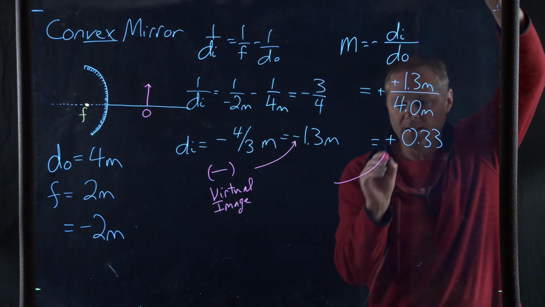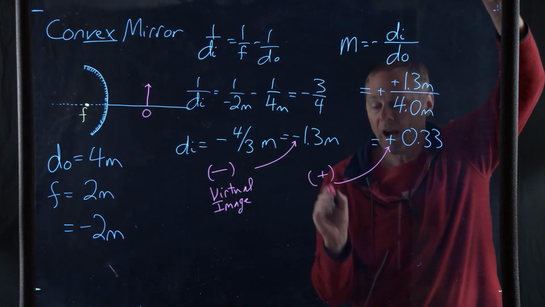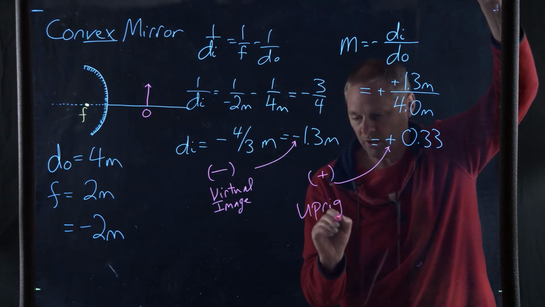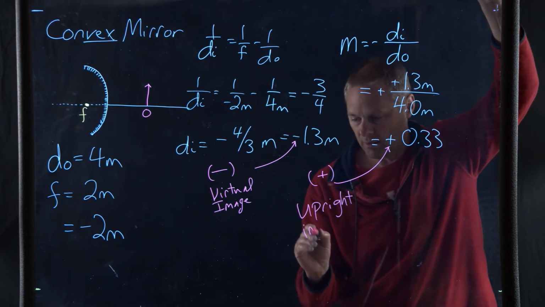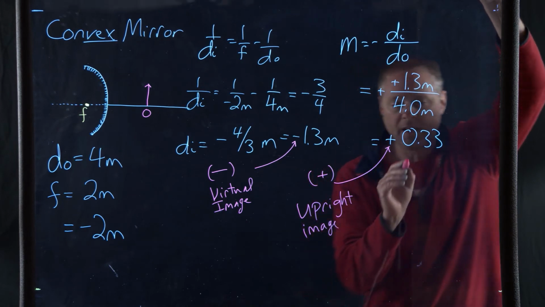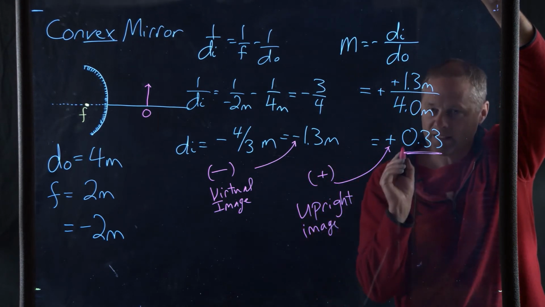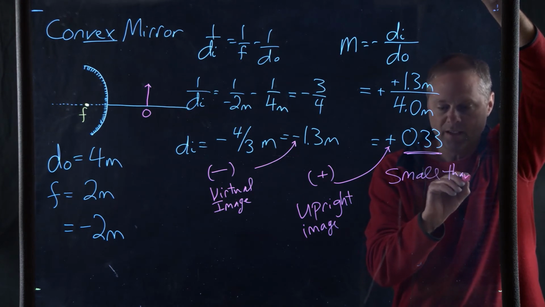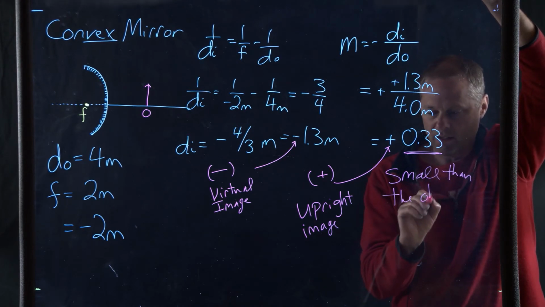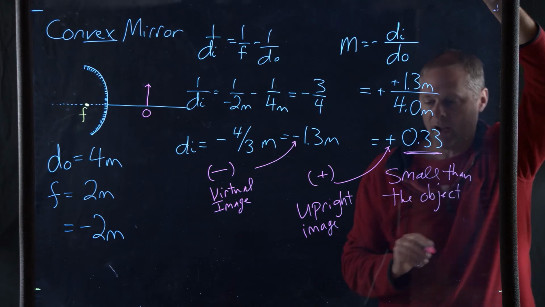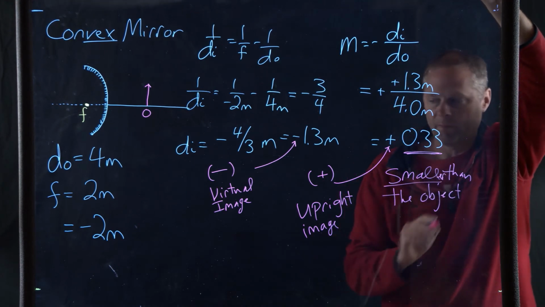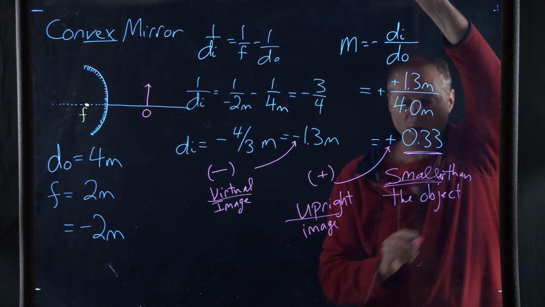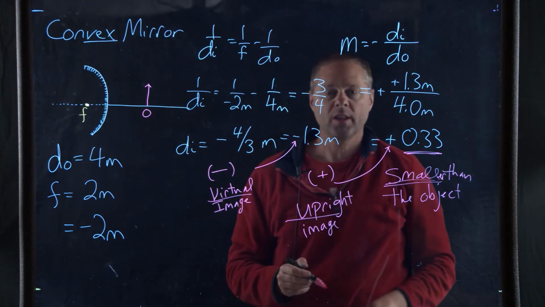Now, because this is positive, this is going to be an upright image. Because this is less than 1, this is now going to be smaller than the object. So we're going to have a virtual, upright, smaller image compared to the object.